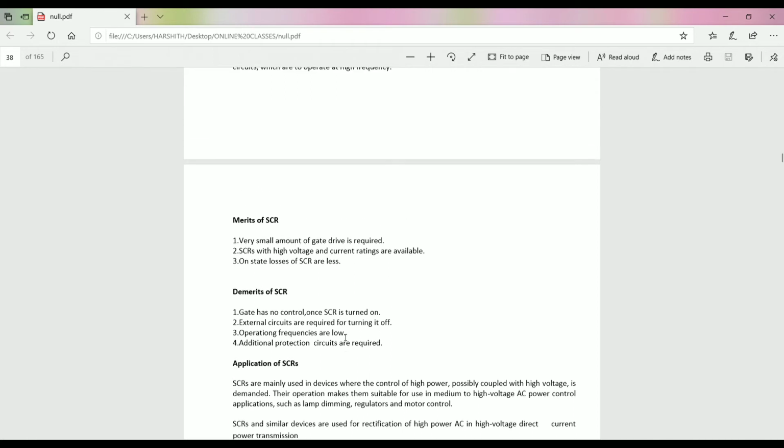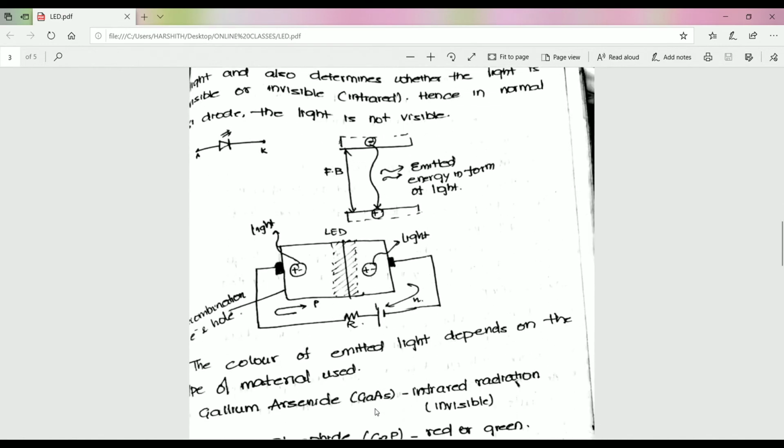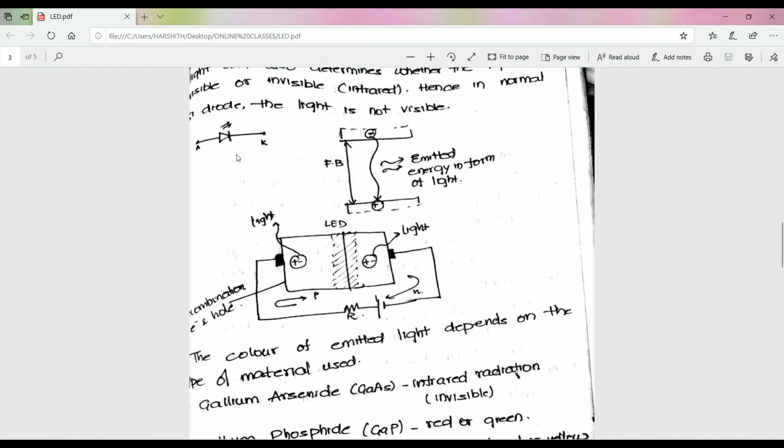This is the SCR. And another topic is LED. LED means light emitting diode. This is the symbolic representation. Anode, cathode. Anode is the positive terminal and cathode is the negative terminal. Arrow marks.